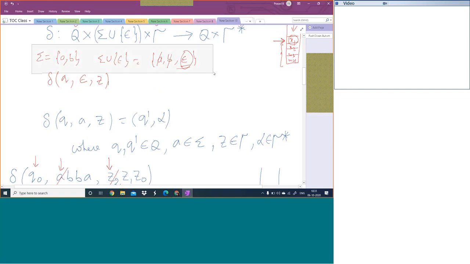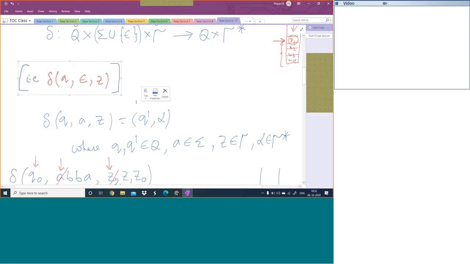Sometimes the PDA can make a transition without taking the input symbol. Continue the previous one. Write this within brackets: delta of q comma epsilon comma Z. Close the bracket and continue.